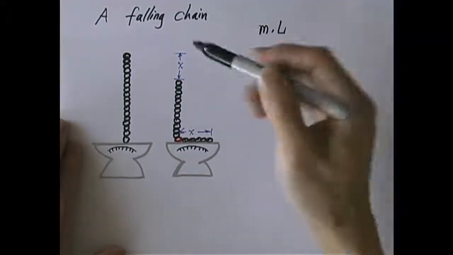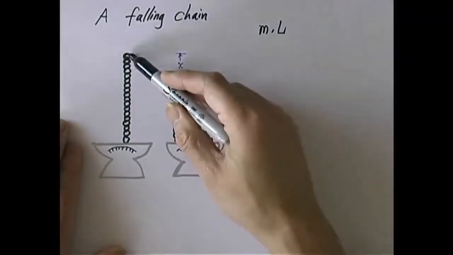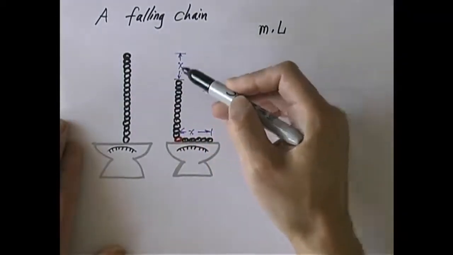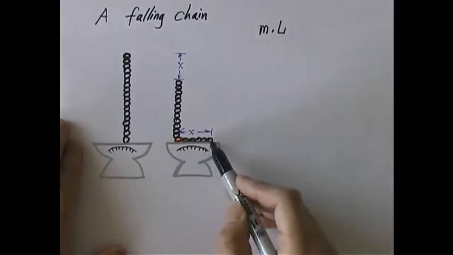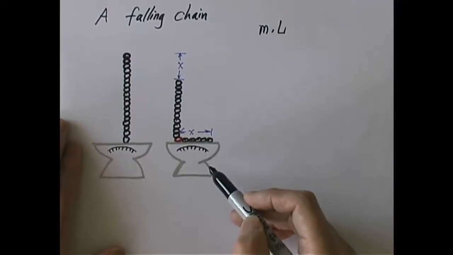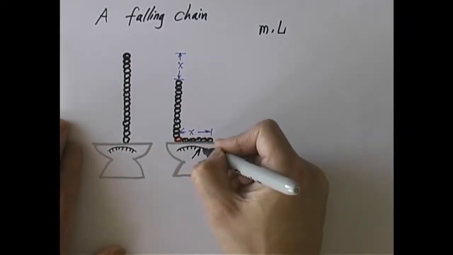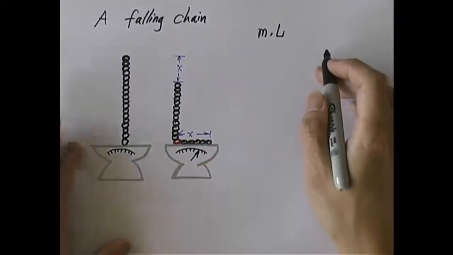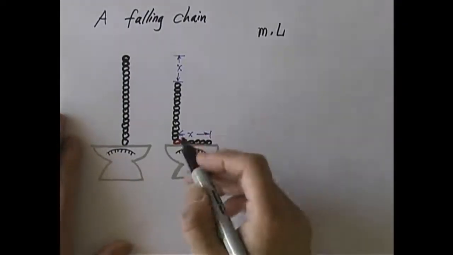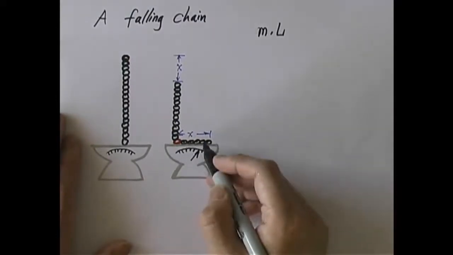The question is, at the moment when the top of the chain has fallen a distance x, which means this part, of the same length x, is now on the scale, what does the scale read? You might think that the reading of the scale is equal to the weight of the part of the chain that's already on the scale, and that part is simple.